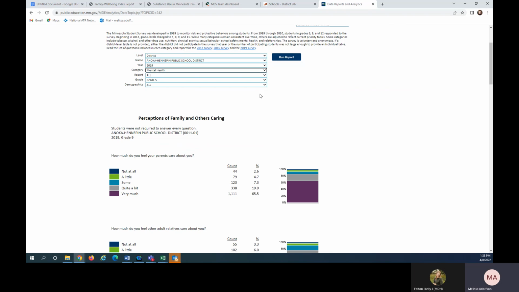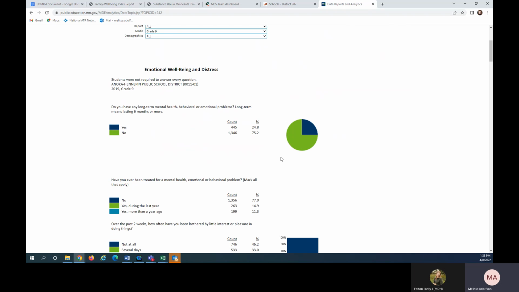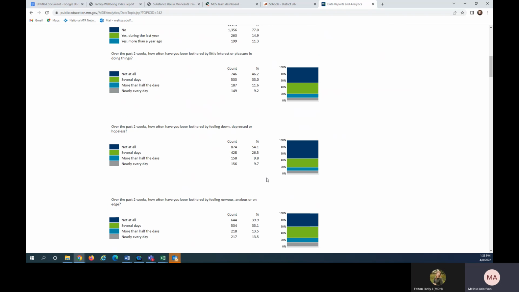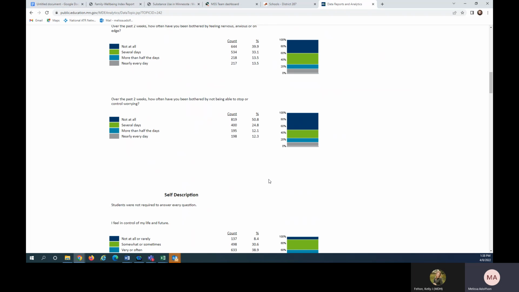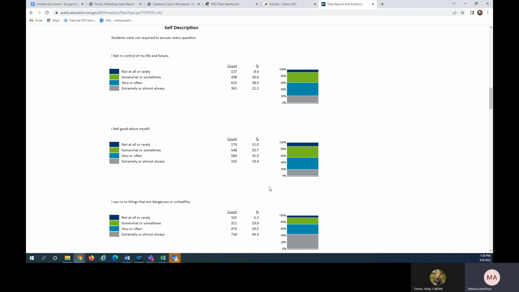Another category to take a look at for some risk and protective factors is mental health. So this page will share data, again, on Anoka-Hennepin 9th graders. And it includes information about students reporting long-term mental, behavioral, and emotional problems, students reporting past 2-week depressive symptoms and anxiety symptoms as risk factors that we know to be associated with suicidal ideation and attempt. But the mental health category also provides some protective factors, namely items that get at a positive sense of identity from the Search Institute's developmental assets.